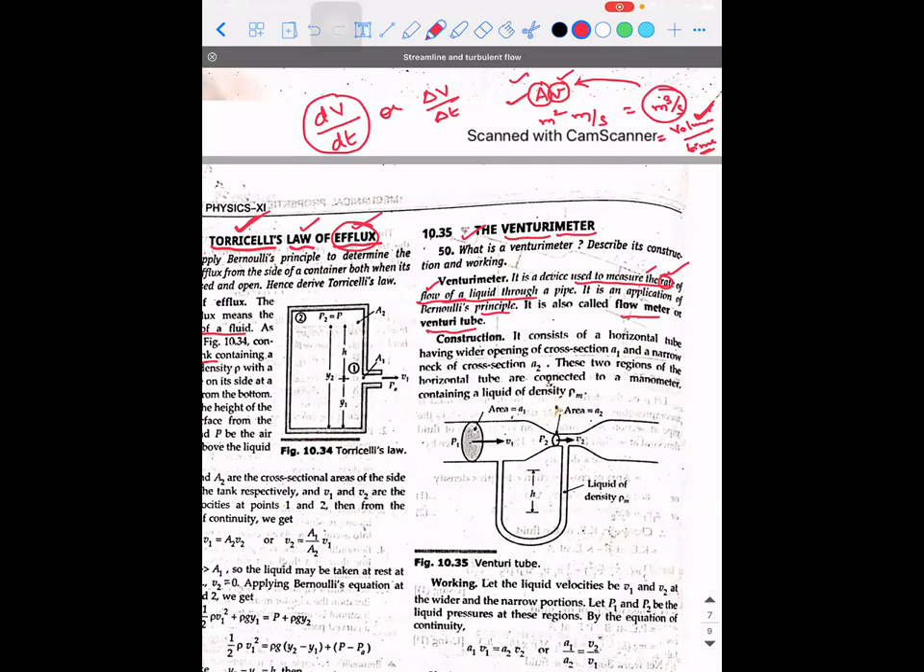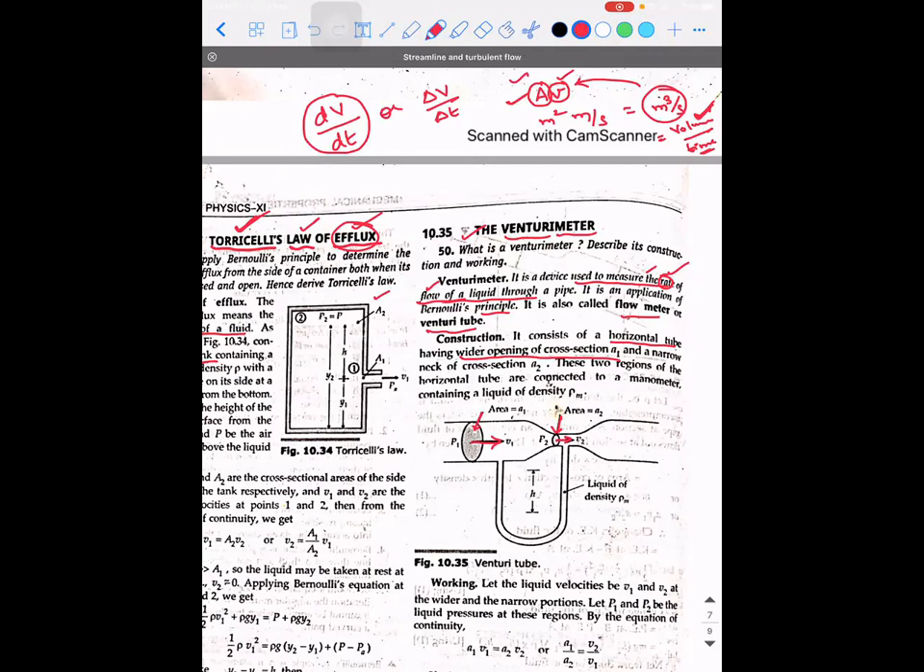Now let's see what the construction of the Venturi meter is like. It consists of a horizontal tube. When you spoke about Torricelli's law of efflux, you had a vertical tank. Here you will have a horizontal tube with varying cross section, such that you have a wider opening of cross section A1 and a narrow cross section of value A2. Let the speed at A1 be V1 and the speed at A2 be V2.